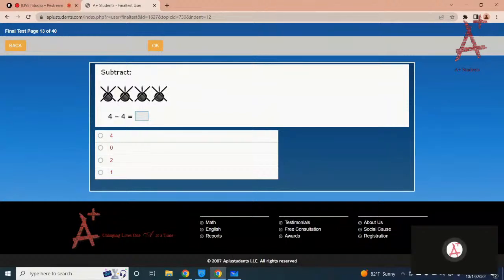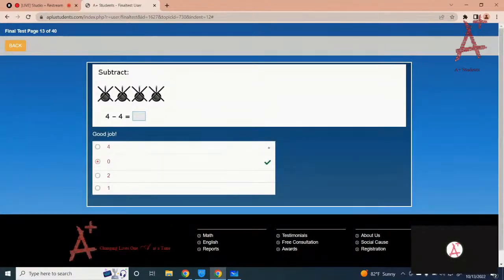Now you have to count the ones that are without a cross. Do we have any without a cross? No, that means 4 take away 4 equals 0. Got it? So select the correct option and click on the OK button.